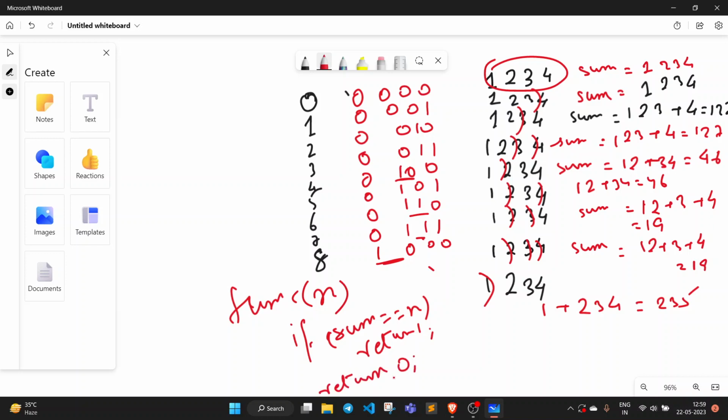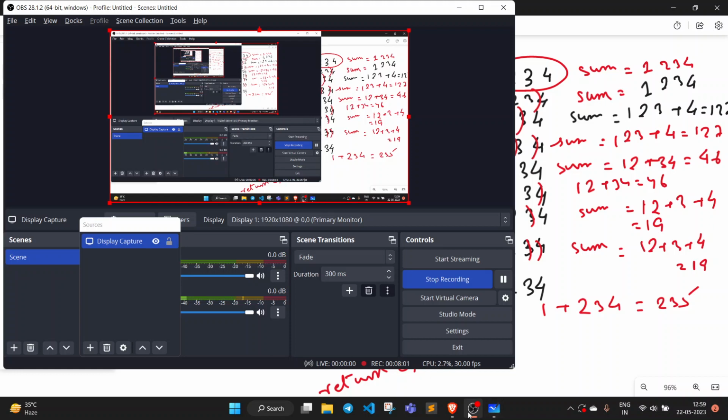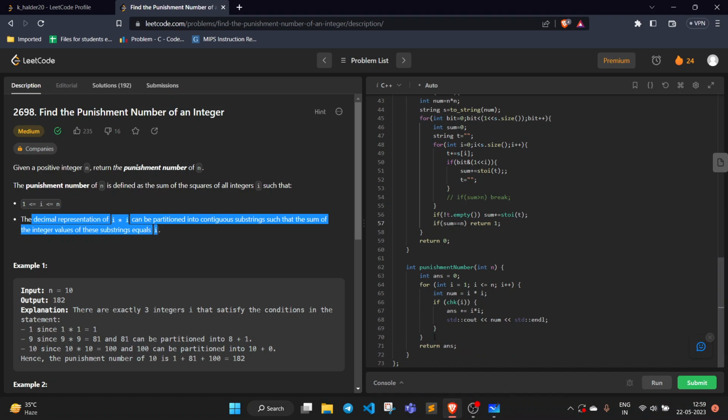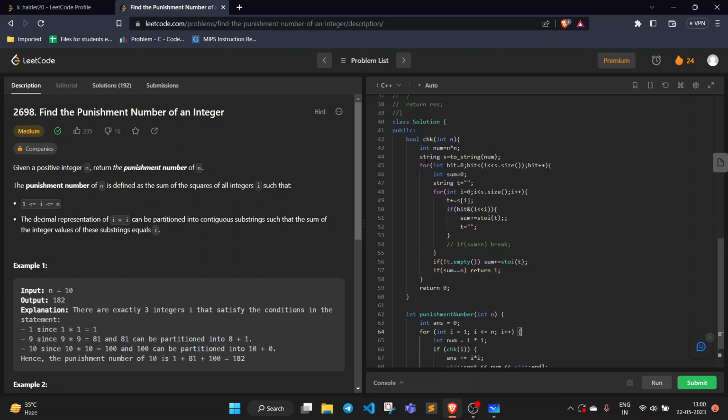Let's understand this with the code. So we have iterated from 1 to n. Okay, and we have checked in the function if it exists, then we have added i into i. Now here we have found n square and converted that into a string. Now there are 2 to the power length of the string possibilities. Now this is the sum variable, and this is the string t, where we will store the contiguous substrings.